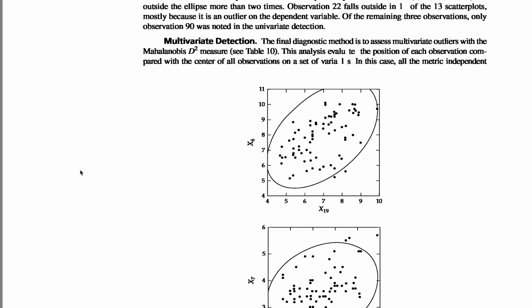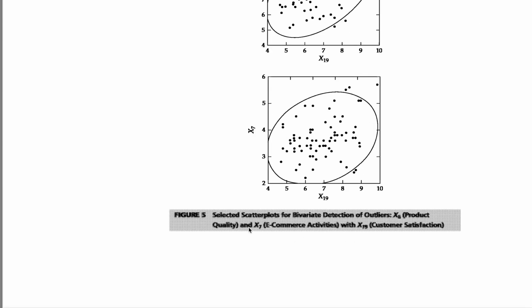This evaluates the position of the observation compared with the center of the observations, seen as the variable in the cases of the metric independent.